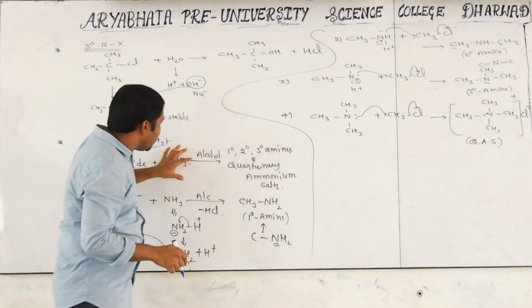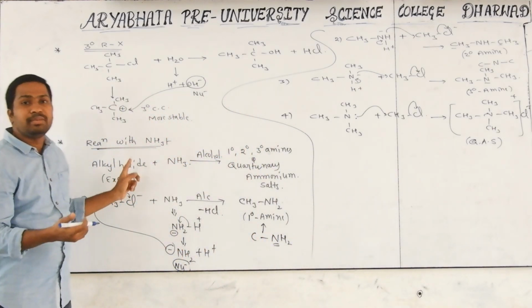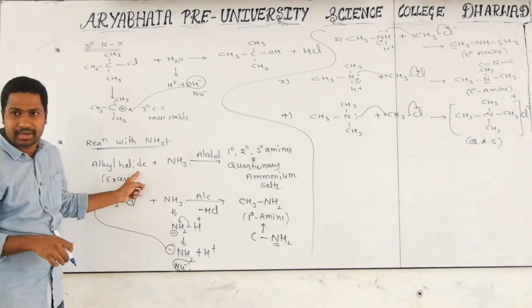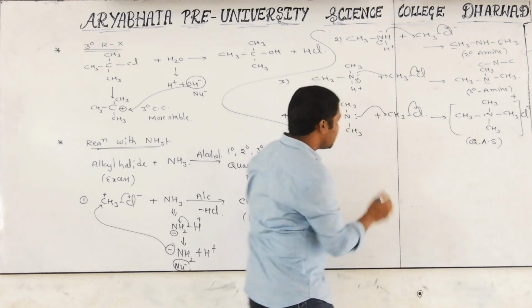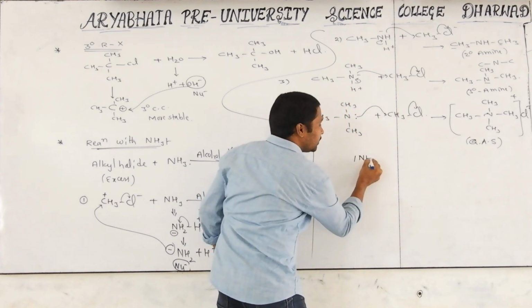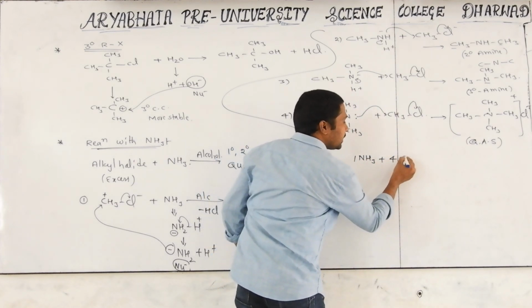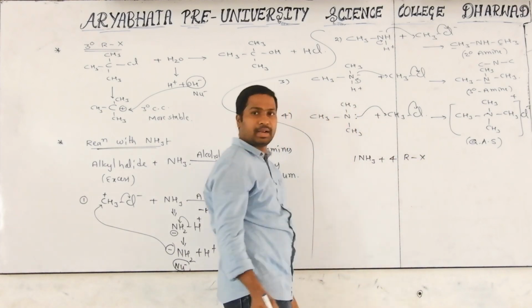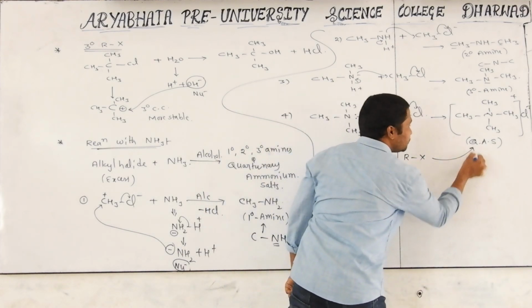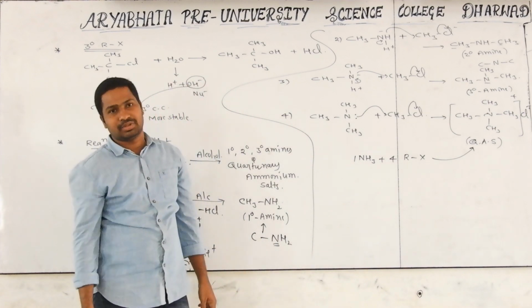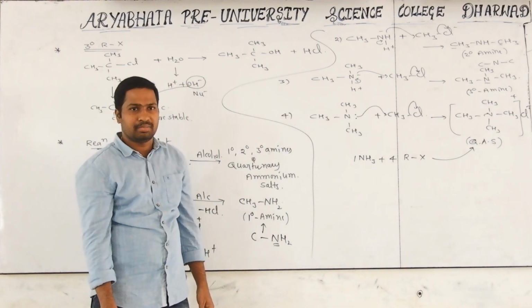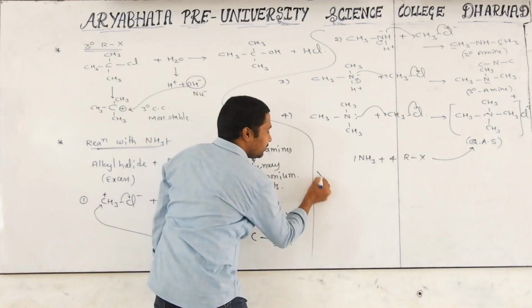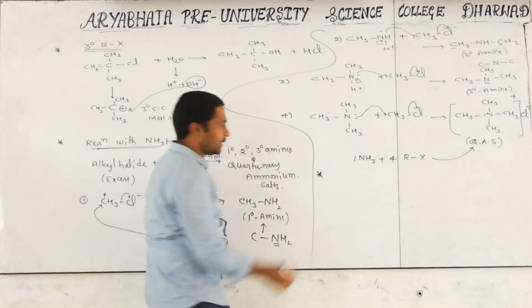One mole of ammonia can consume how many moles of methyl chloride or alkyl halide? One, two, three, four. Means one mole of ammonia has the capacity to react with four moles of alkyl halide. Then which compounds do we get? Quaternary ammonium salts. These are the basics. Nothing much to discuss here. And I will explain one more chemical property, reduction.